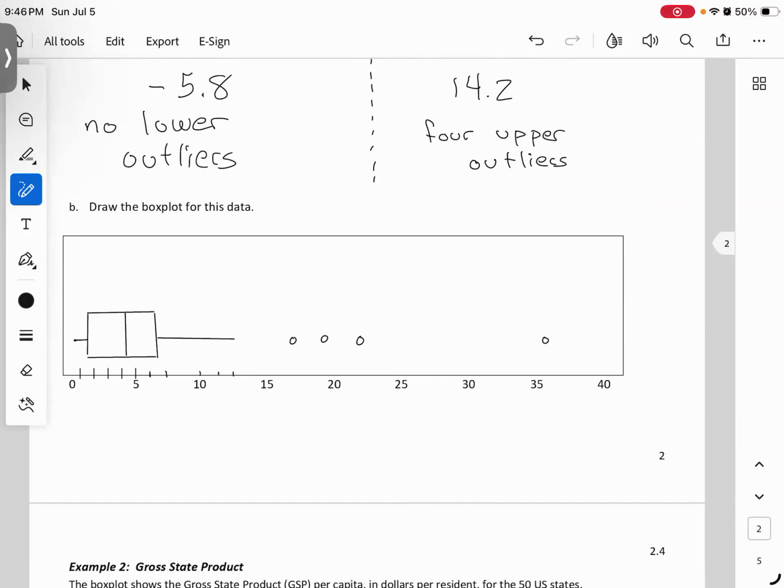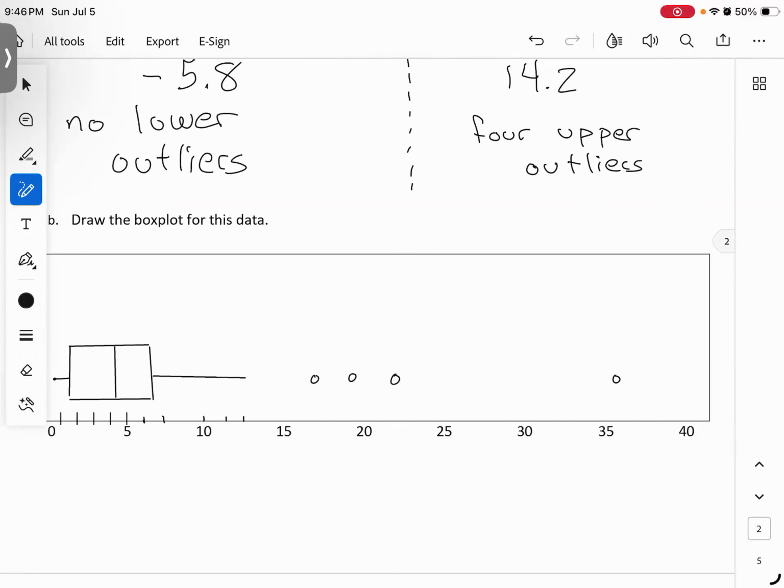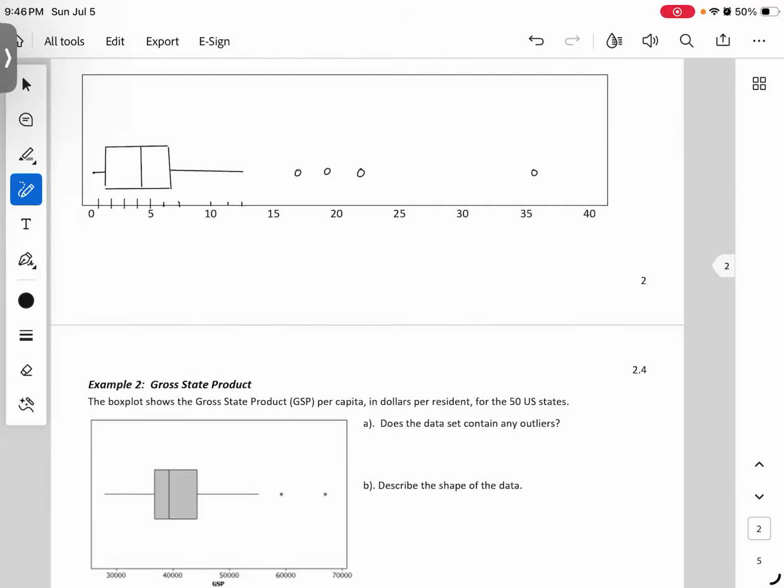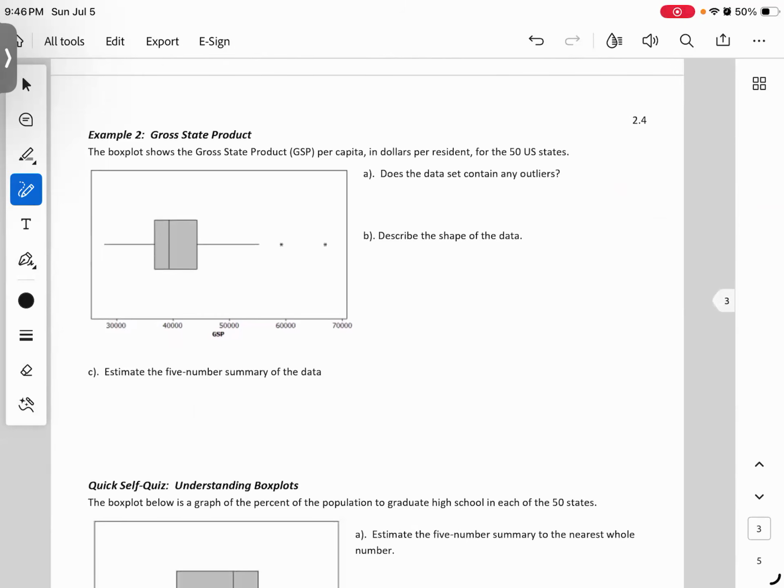So all 50 states are in this graph. We can see four of them for sure. The other 46 are within the box and within those whiskers. All right, and we'll do another one of these in just a moment to hopefully get the routine settled.